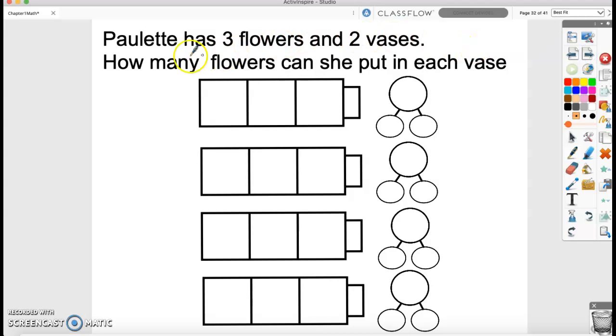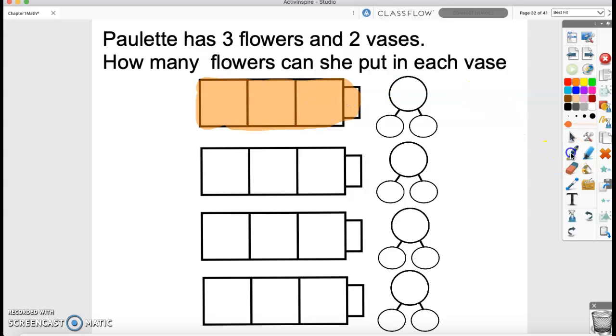Our first problem says, Paulette has 3 flowers and 2 vases. How many flowers can she put in each vase? So, she has 3 flowers and she can put them in 2 vases. So one of her vases can be orange. So she can put all 3 flowers in her orange vase.